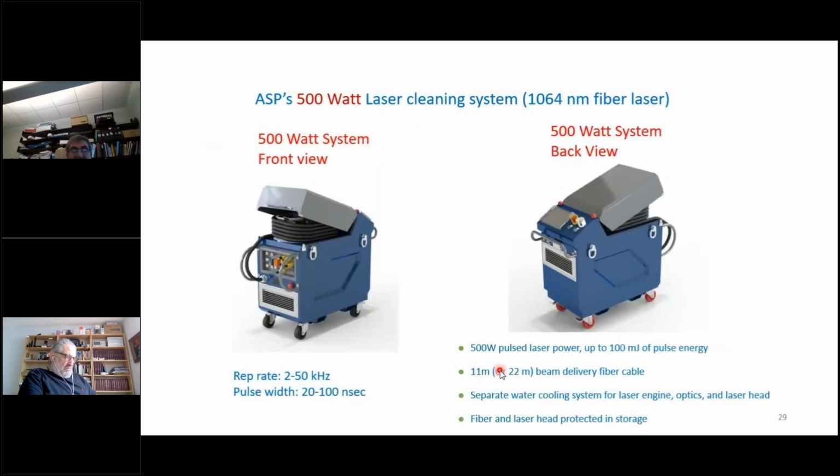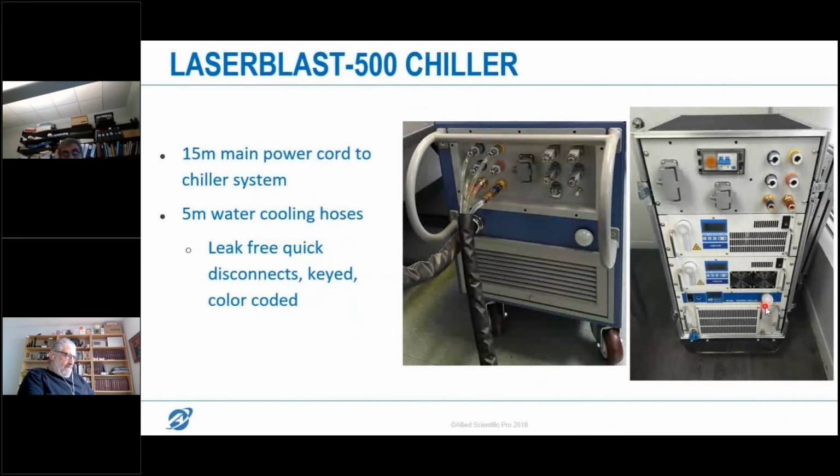And then we also have the 500 watt unit, which is the most powerful laser cleaner. You can coil the fiber optic on top and put this lid on top of it to protect it. The rep rate is 2 to 50 kilohertz, and it comes with the fiber optic cord of 11 meter or 22 meter beam delivery fiber cable. It also has a chiller because there's enough heat produced that a chiller is required to cool different parts.